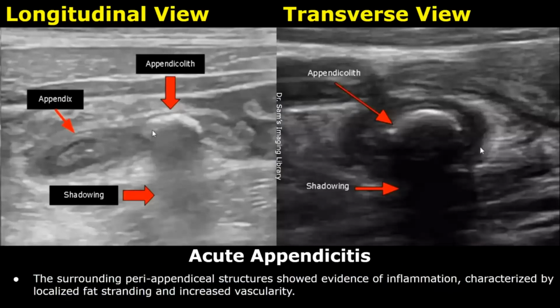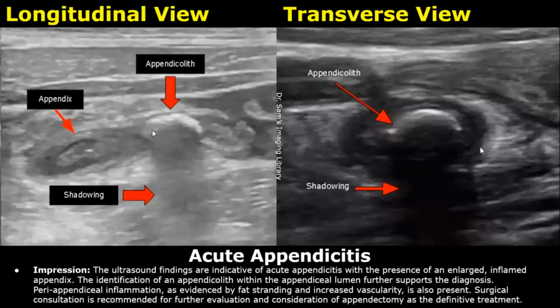Next, you can write about periappendiceal structures, where you can mention localized fat stranding and increased vascularity. This is the impression. All the main findings of the appendix as well as the findings of periappendiceal structures are written, and in the end, surgical consultation is recommended for further evaluation and treatment.